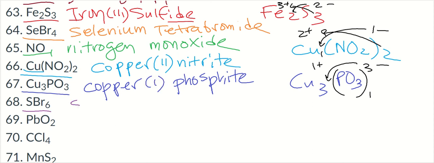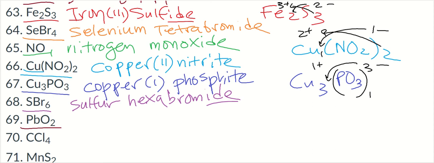2 nonmetals. Sulfur gets its full name. The second one, hexa, is 6. Bromide, let's change the name to end in IDE. Okay. Lead, another transition metal with multiple charges. We got to figure that out, but we know it's going to end in oxide. All right, let's do that over here. Let me save these transition metal ones for later.